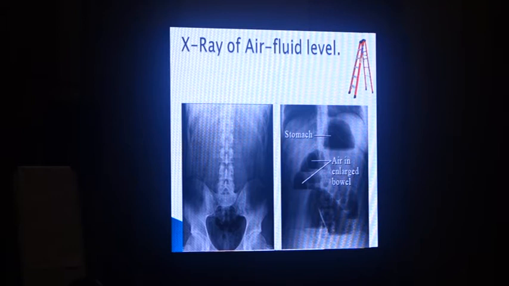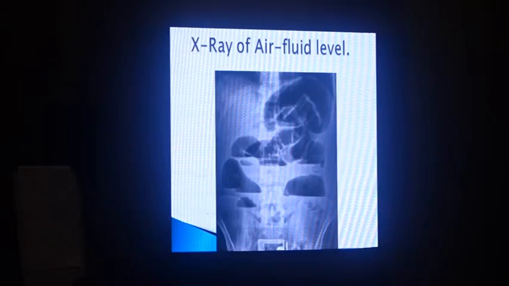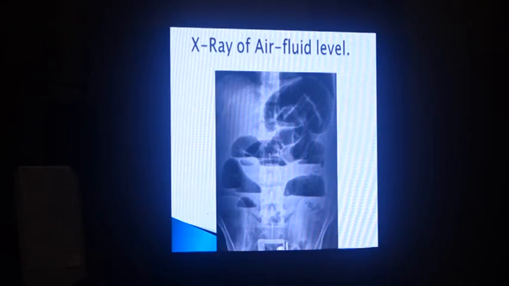And this is the step ladder pattern obstruction, which is a characteristic of small bowel obstruction. What we can see here, on the upper part, are the air bubbles in the stomach, and then air in the dilated segments. This small bowel obstruction is centrally placed. So this is the characteristic of small bowel obstruction, step ladder pattern. Another slide, step ladder pattern obstruction.